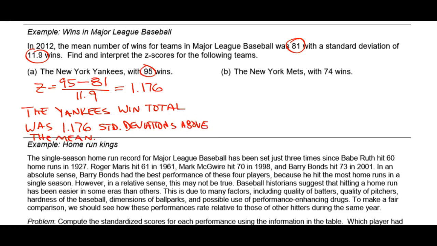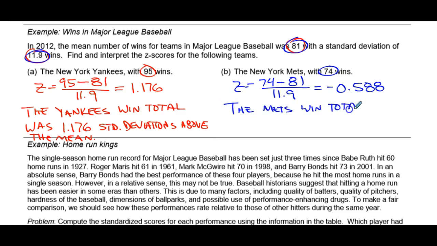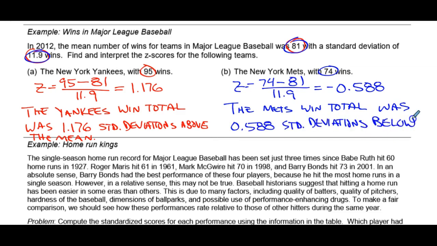Now let's talk about the Mets. Same city, different team. The z-score of the Mets is going to be the win total, 74, minus the mean of 81, all divided by the standard deviation of 11.9. That z-score, you should have got a value of negative 0.588. In context, what does that mean? They're below average, right? Their win total was less than the mean by a little more than half a standard deviation. So I'd say something like the Mets' win total was 0.588 standard deviations below the mean.